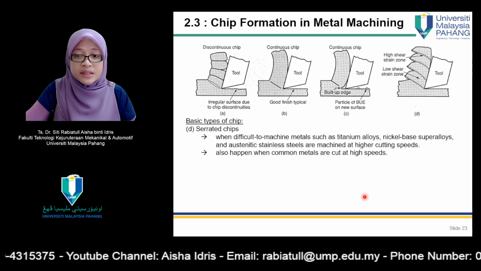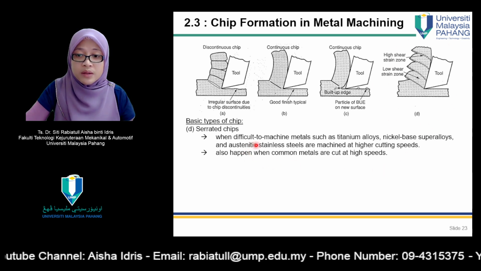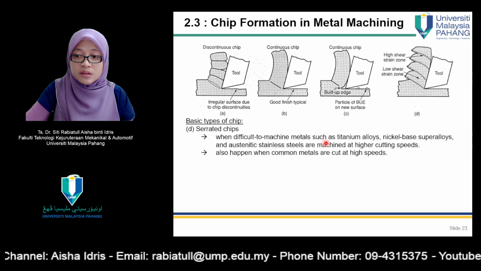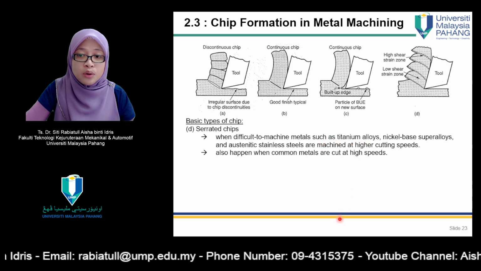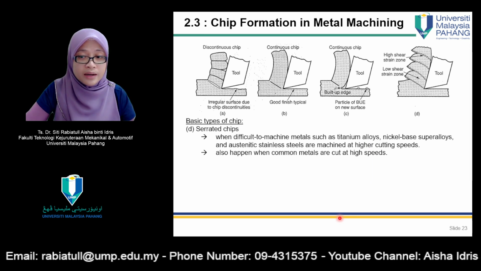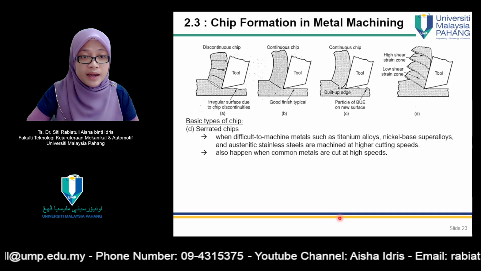Number 4 is serrated chips, which can be seen from this figure. It occurs when difficult-to-machine metals such as titanium alloy, nickel-based superalloy, and austenitic stainless steel are machined at higher cutting speeds. It also happens when common metals are cut at high speeds.